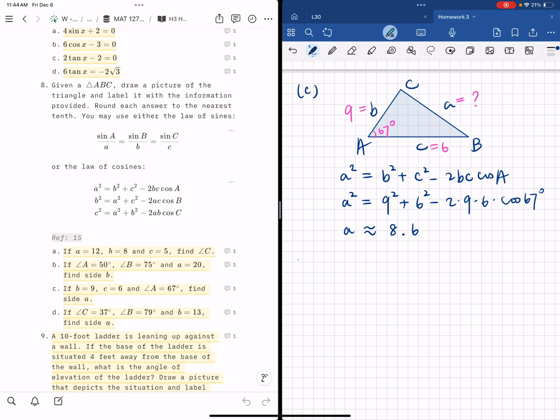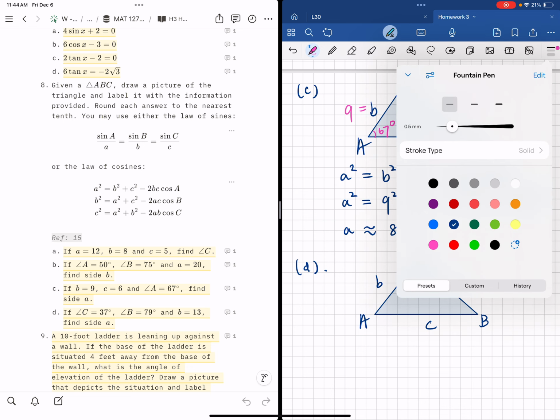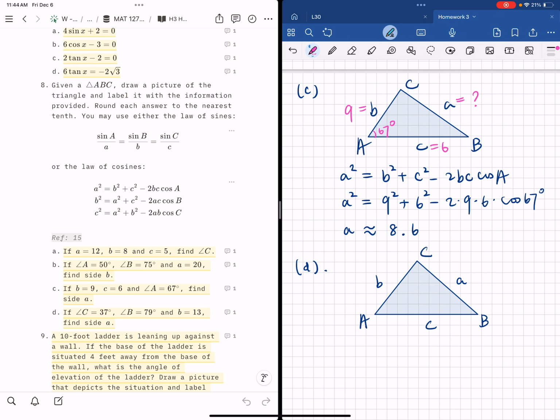Okay, and then we have part D. Let's do another triangle right here. A, B, C. Label what's given. Angle C is 37 degrees. Angle B, 79 degrees. B is 13. Find side A.